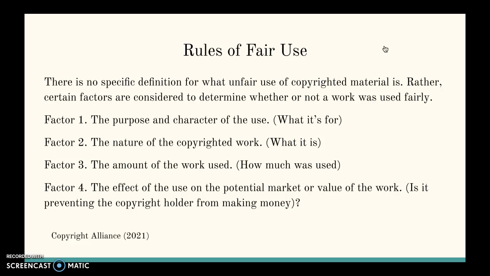What is it for? Factor 2. The nature of the copyrighted work. What is the copyrighted work? Factor 3. The amount of work used. Was it just a segment of a material, or was it an entire series or documentary? Factor 4. The effect of the use on potential market or value of the work. This is probably the most important factor because it's concerning, is this use preventing the copyright holder from making money?